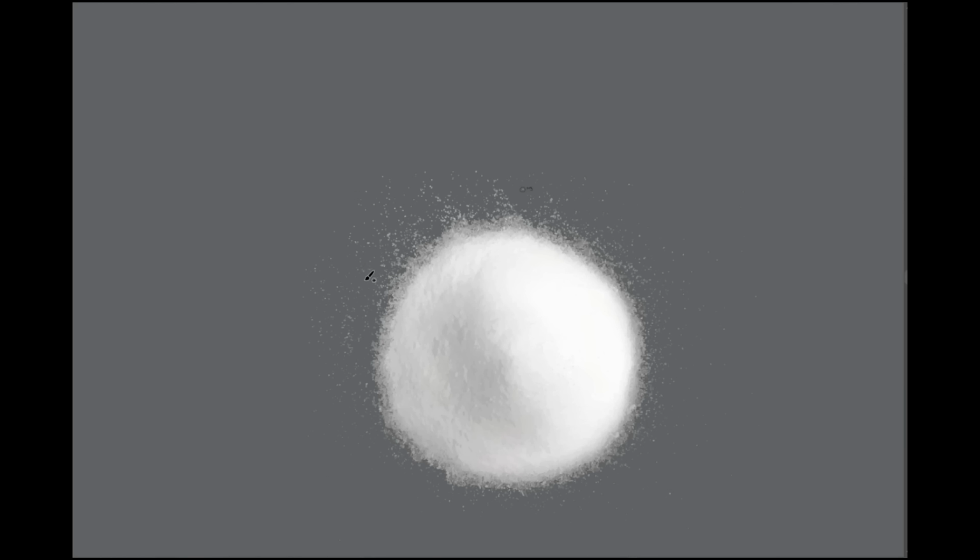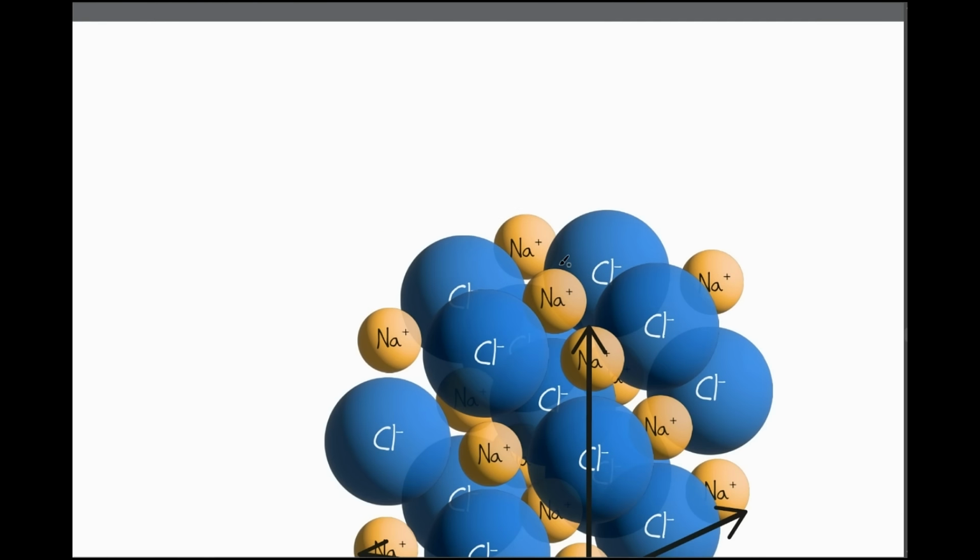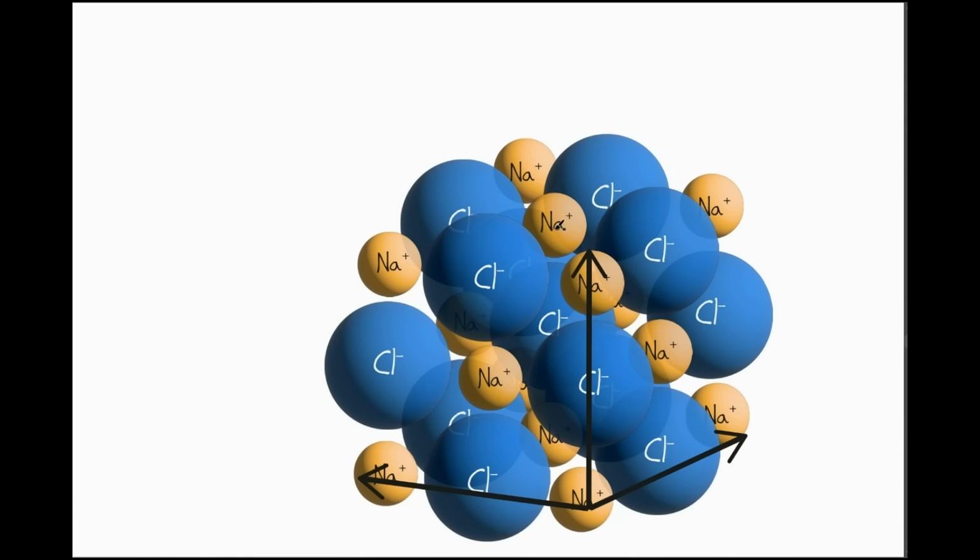Sodium chloride, otherwise known as table salt, is a great example of an ionic compound. It is a giant 3D lattice, as I've drawn here, of alternating sodium ions and chloride ions.